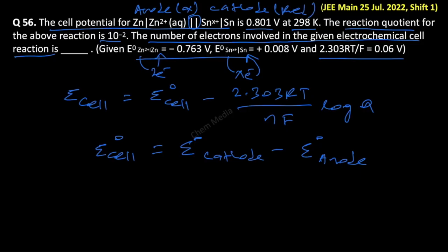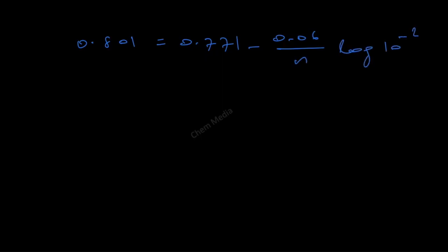So therefore E cell standard is equal to cathode value, 0.008, minus anode value, the reduction potential given as minus 0.763. So therefore this is equal to 0.771 volt. Therefore 0.801 is equal to 0.771 minus 0.06 divided by n log 10 to the power minus 2.